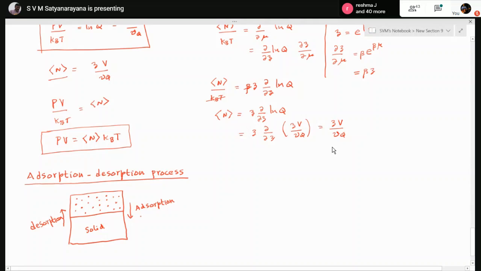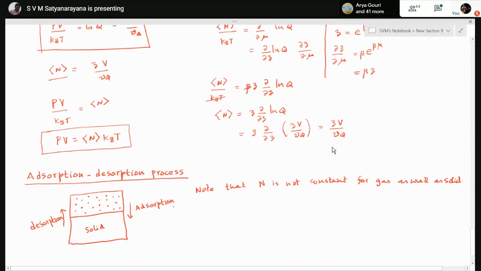Okay, but notice one thing, why we are coming to the grand canonical picture here is that the number of particles in either the gas phase or the solid phase are not constant. So note that N is not constant for gas as well as solid. That is why if you consider any of the systems, it is like an open system. Now we don't want to do too much of calculations, but just understand the concept.